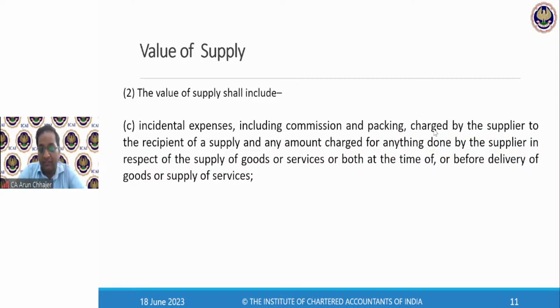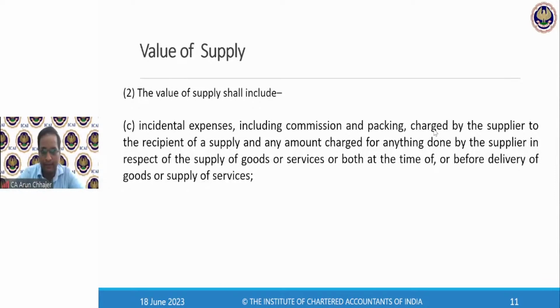Multiple participants have given the 1 lakh answer. So there is confusion, because what does clause C say? Clause C says that any amount taken from the recipient, which is charged by the supplier, will be added in the value. It means we will add everything, and the GST needs to be charged on the total value, that is 1,10,000 in this example.